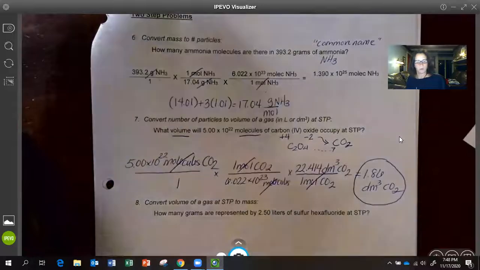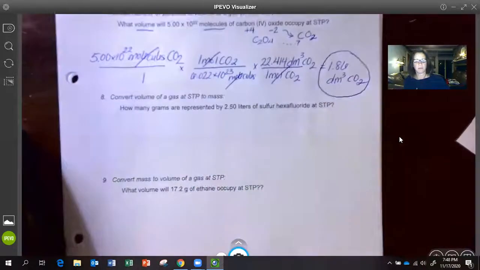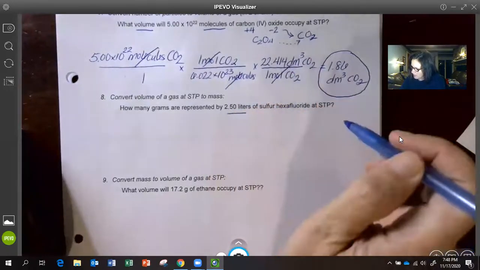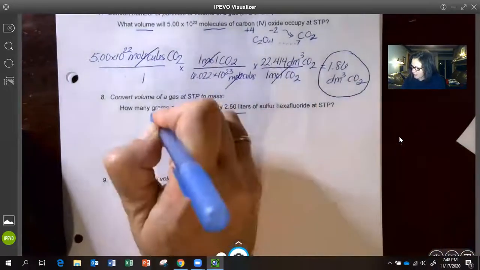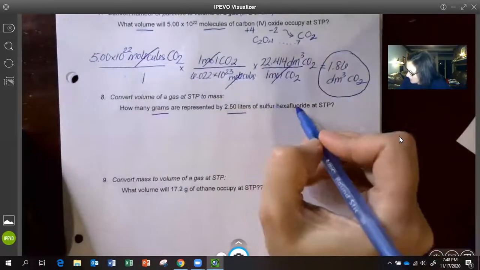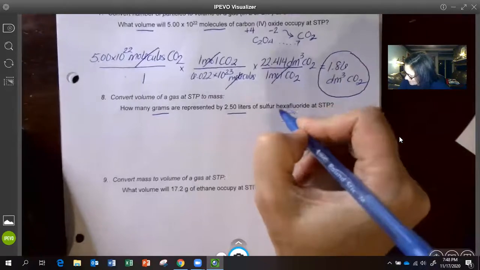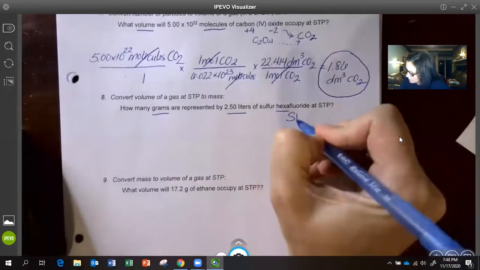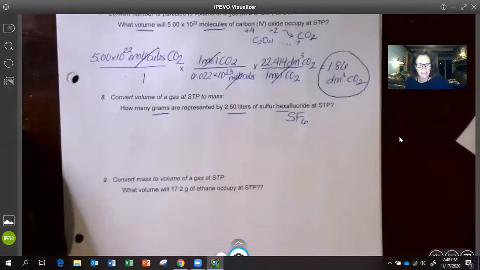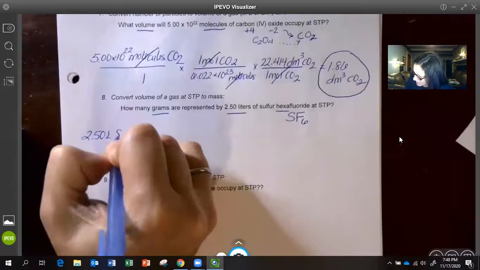All right, let's try one more together. Number 8. How many grams are represented by 2.50 liters of sulfur hexafluoride at STP? So I have liters, I want to get to grams. Sulfur hexafluoride. So hexa is 6. So this is using that Greek prefix naming system. Sulfur hexafluoride would be SF6. 2.50 liters, SF6.